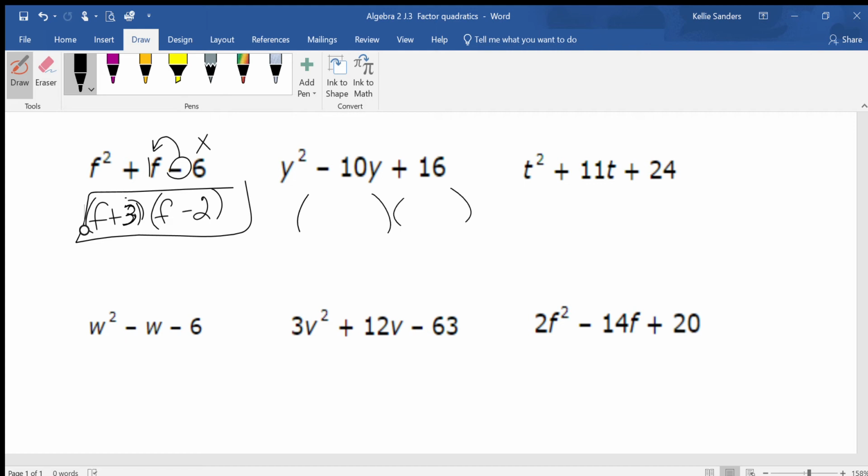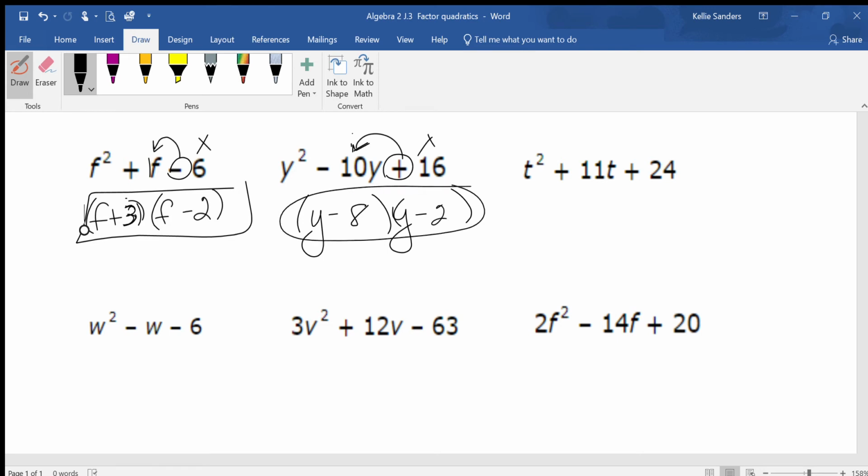There you go. There's no greatest common factor in this one. The leading coefficient is 1, so y and y. Negative and negative times positive is a negative. Multiply to get 16, add to get 10. 8 and 2. No GCF to take out. Plus and a plus. Multiply to get 24. Do this to get 11, which is the add. And so 8 and 3.